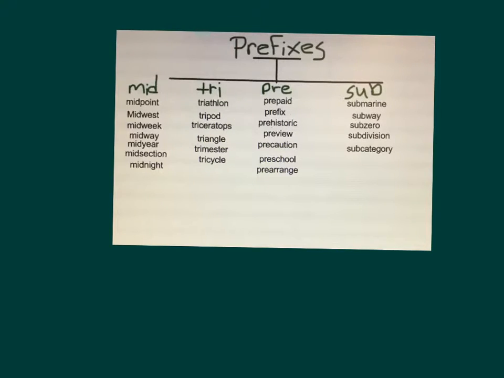All right, word wizards, here's what we sorted just a little bit ago. If you remember, the words in this category had the prefix mid: midpoint, midwest, midweek, midway, mid-year, midsection, and midnight. The prefix mid means middle. You can see it right there. It's kind of a part of the word middle, but it's not a prefix here because dle is not a base word. But mid, when I add it to a base word like point, means the middle point.